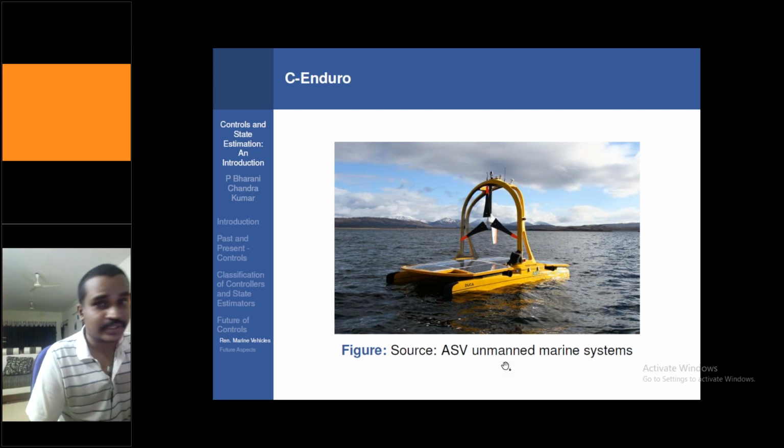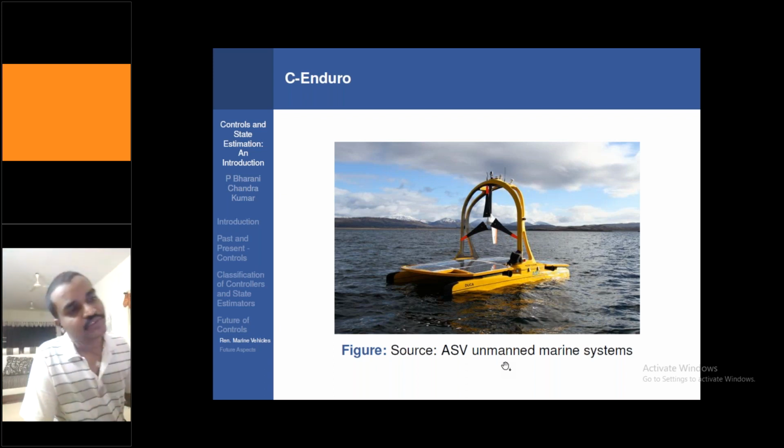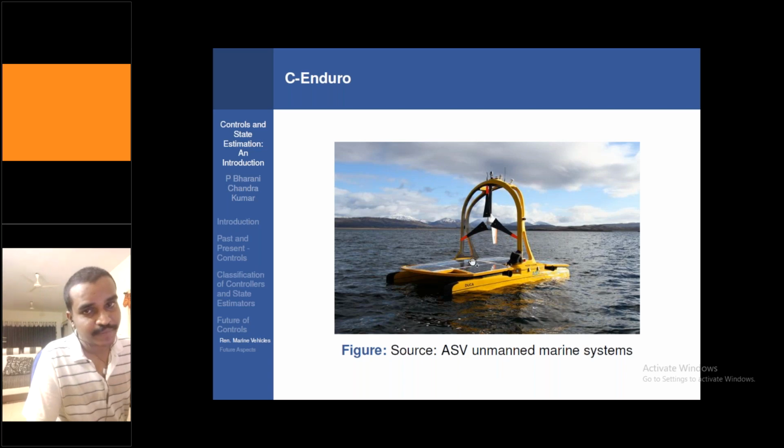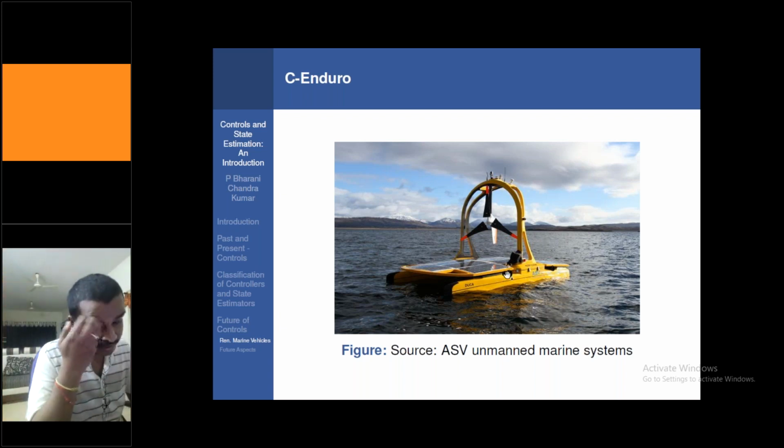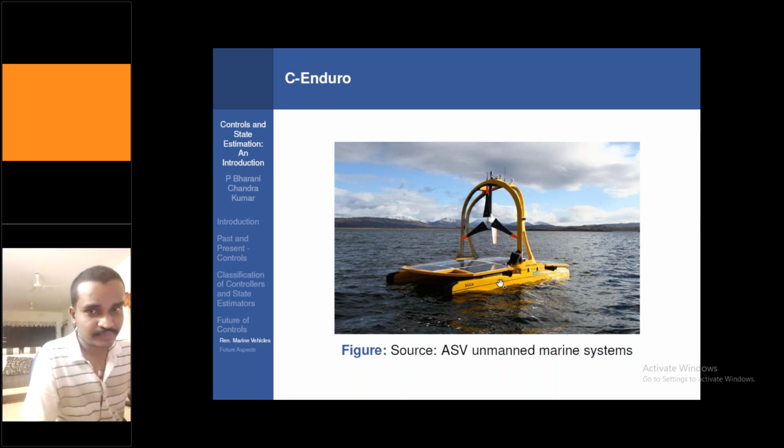There are three particular sources of fuel in this one. One is solar; you can see the solar panels here. Another is wind. And the third one is diesel. So one can choose, in a very optimal way, the combination of these three energy sources to propel this particular vehicle.